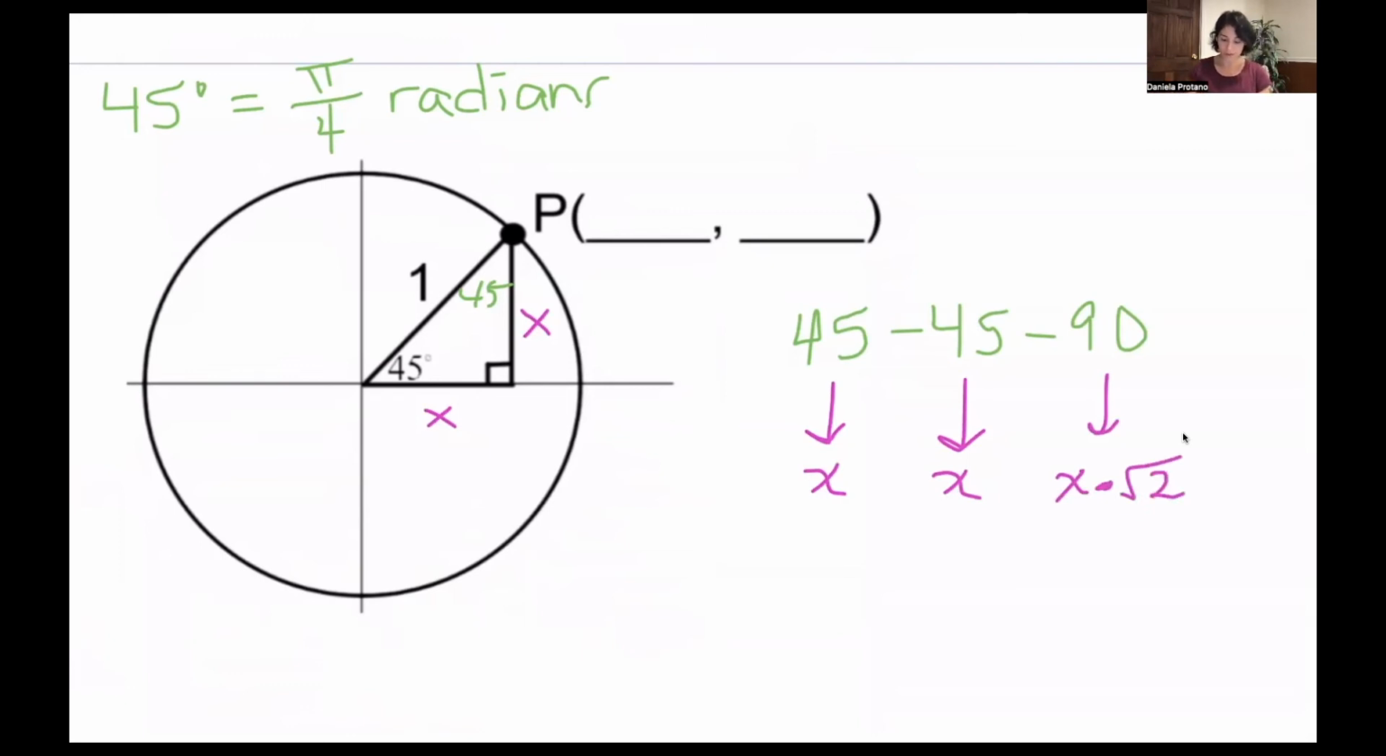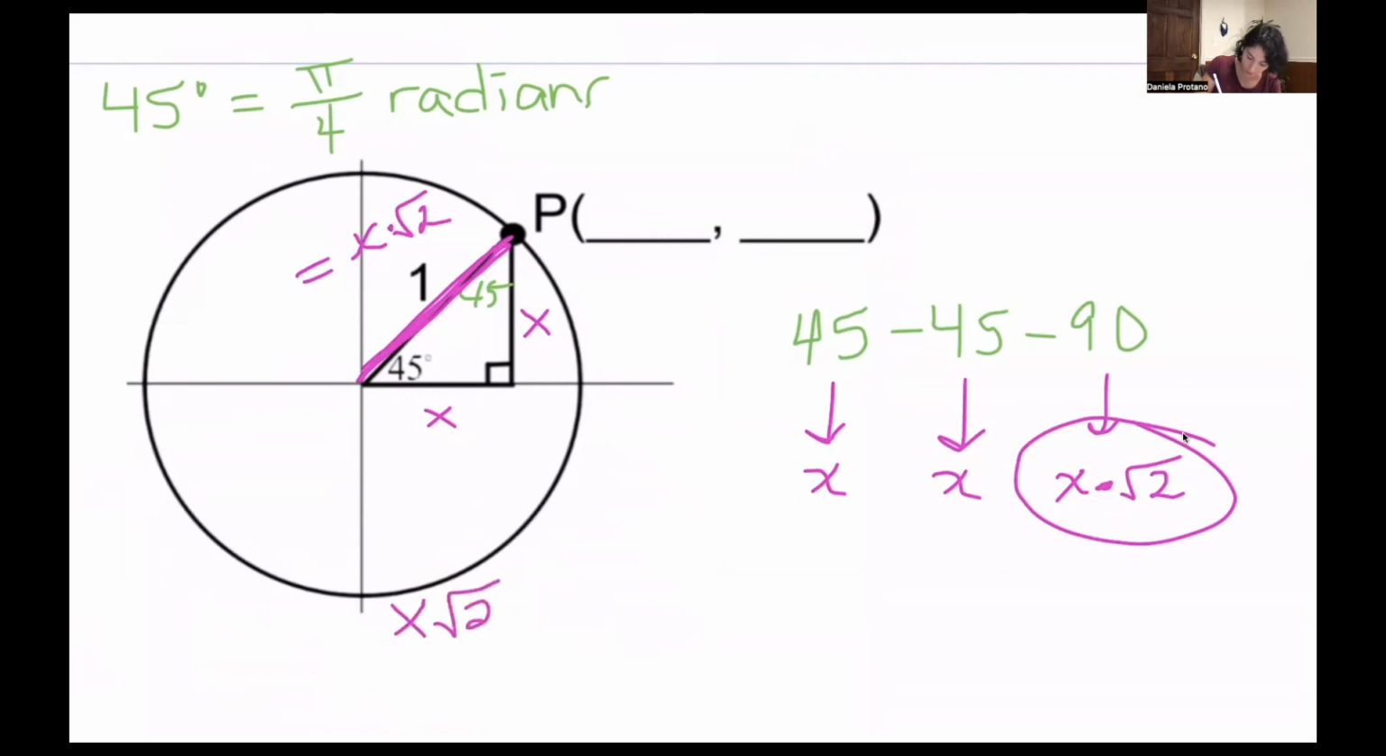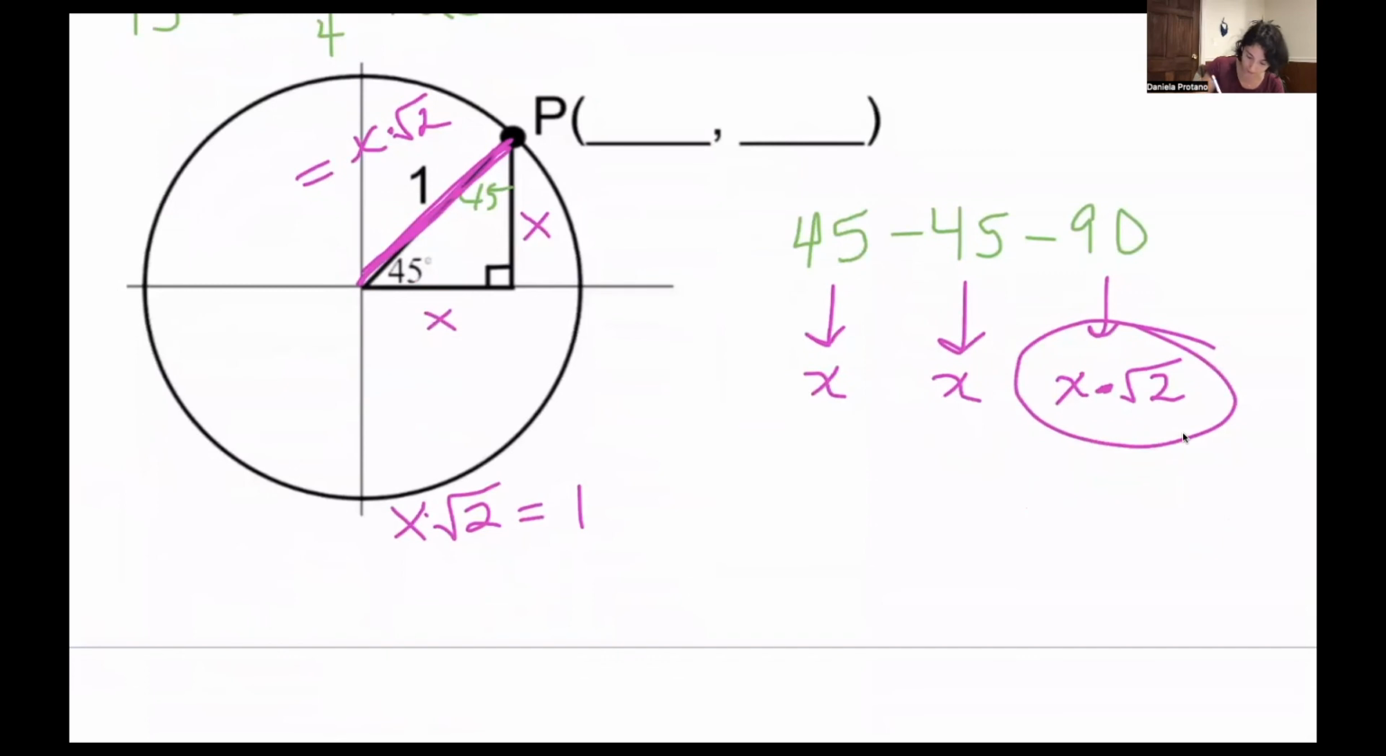So the only thing I know in this right triangle is the hypotenuse length, right? This hypotenuse length is 1, but we just talked about across from the 90-degree angle, it's also equal to that number, we'll call it X, times the square root of 2. So we have an equation here. X times the square root of 2 is equal to 1. And if we solve for X, we're going to divide both sides by the square root of 2. So we end up with 1 divided by square root of 2.